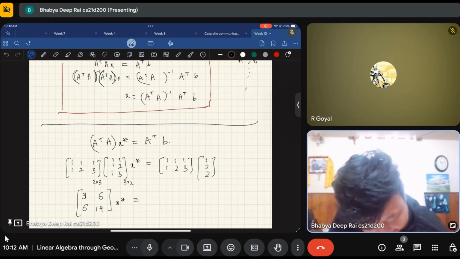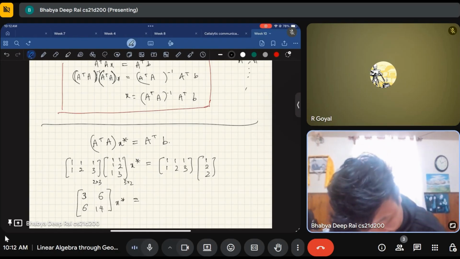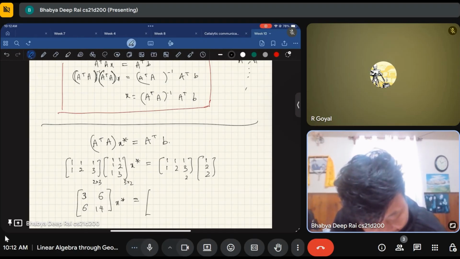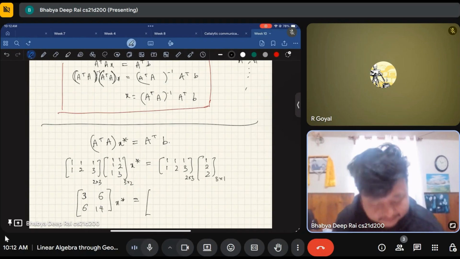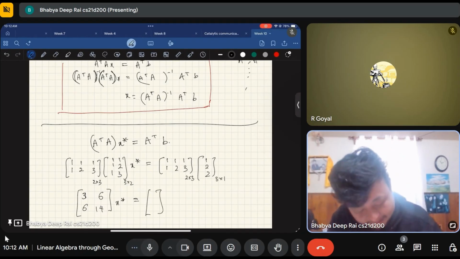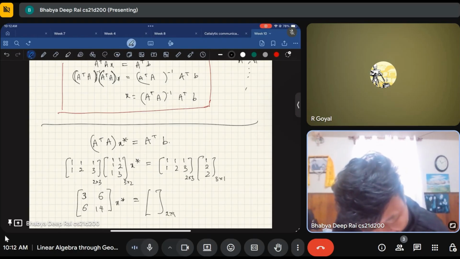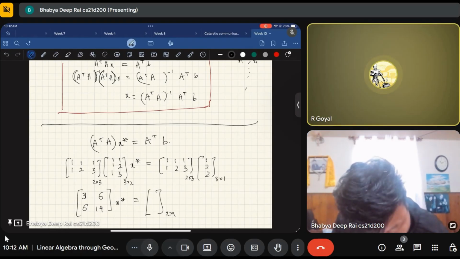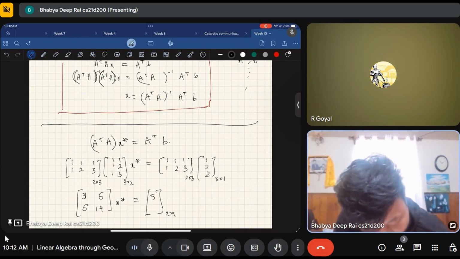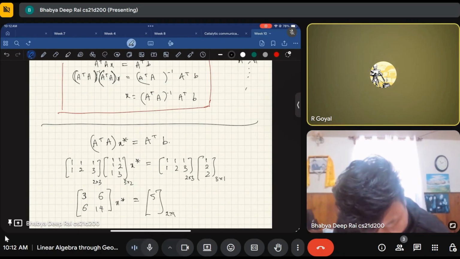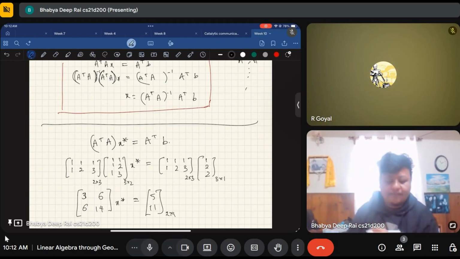Now let's do this. Just to do a sanity check, this is a 2 cross 3 matrix and this is a 3 cross 1 vector, so all I should get is a 2 cross 1 vector. The first value is 1 plus 2 plus 2, which is 5. And the second value is 1 plus 4 plus 6, which is 11. Great.